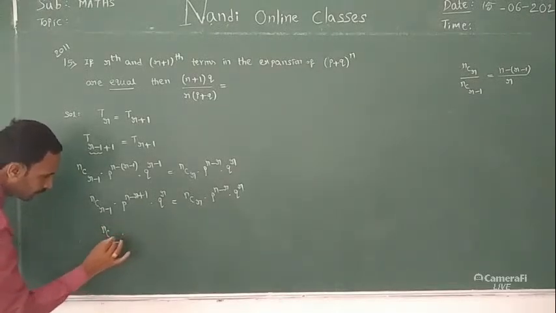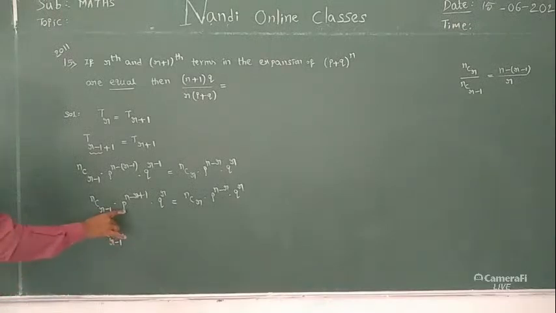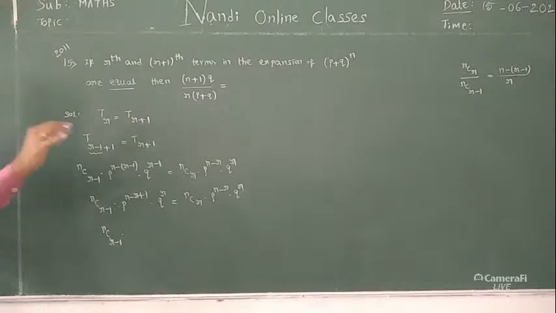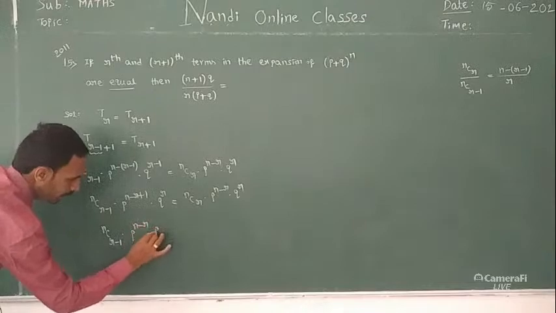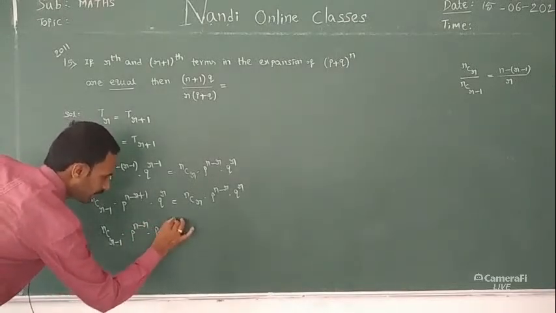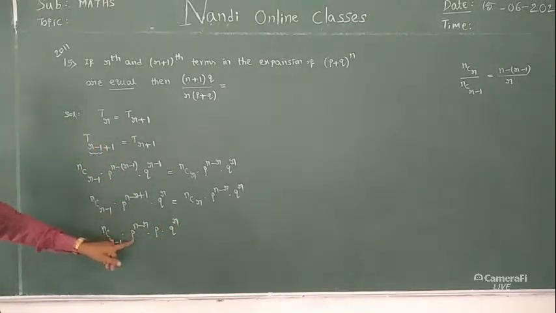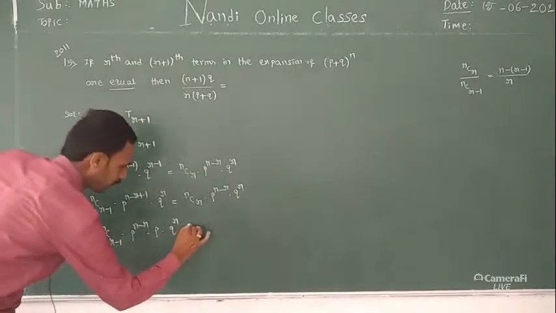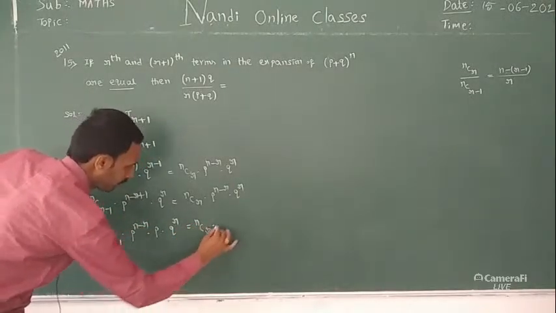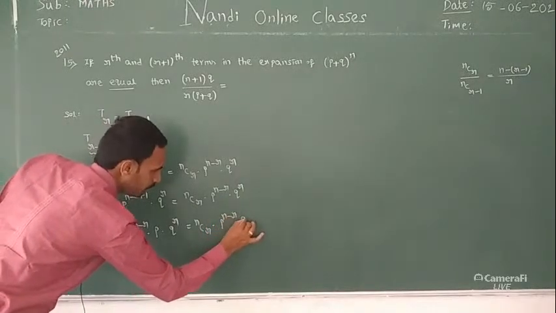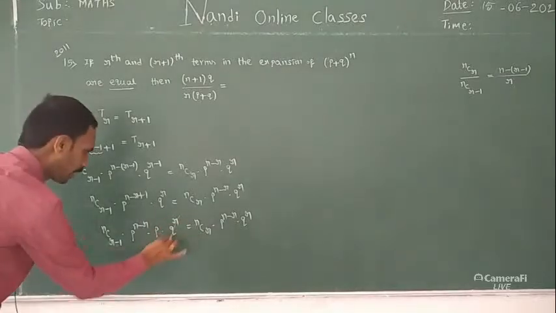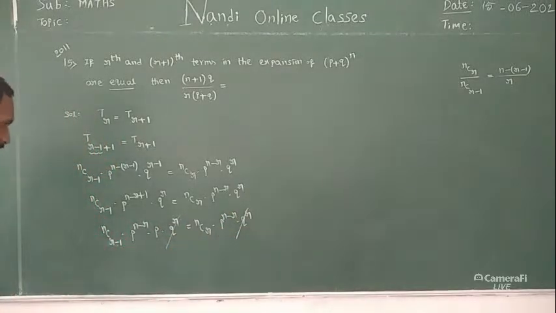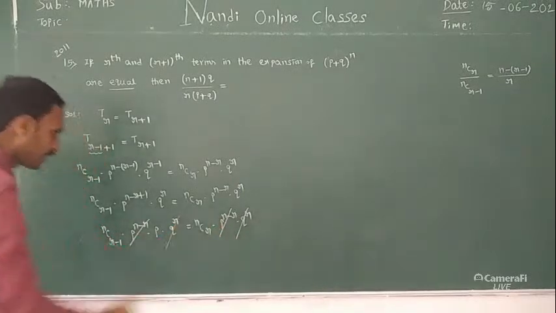nCr minus 1 into it is in the form a power m plus n. A power m plus n can be written as a power m into a power n. So p power n minus r into p into q power r is q power r. A power m plus n formula, a power m into a power n, is equal to nCr into p power n minus r into q power r. Cancel it. Here q power r cancels, p power n minus r cancels.